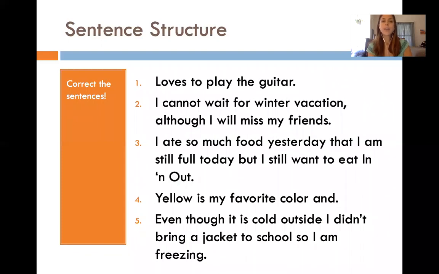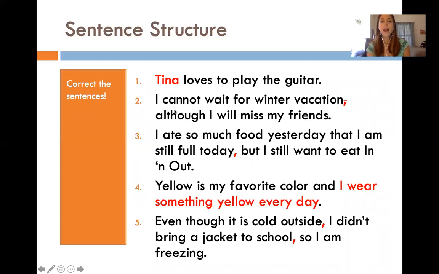The second one, I cannot wait for winter vacation, comma, although I will miss my friends. Now remember what we just said. If it starts with a subordinating conjunction, we use a comma. If it doesn't, then we don't. Now, did this start with a subordinating conjunction? No, it started with a pronoun. So that means we should get rid of this comma. I cannot wait for winter vacation, although I will miss my friends.